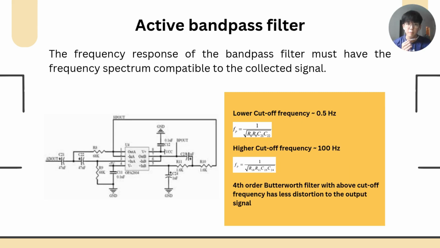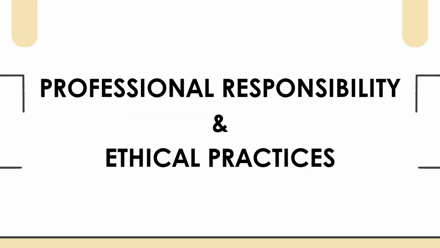Lastly, to use an active band-pass filter, we need to ensure the frequency response of the filter has a frequency spectrum compatible with the collected signals. So we need to carefully define the cutoff frequencies of the filters. For example, in the case of ECGs, the lower cutoff frequency is usually 0.5 Hz and the higher cutoff frequency is usually 100 Hz.